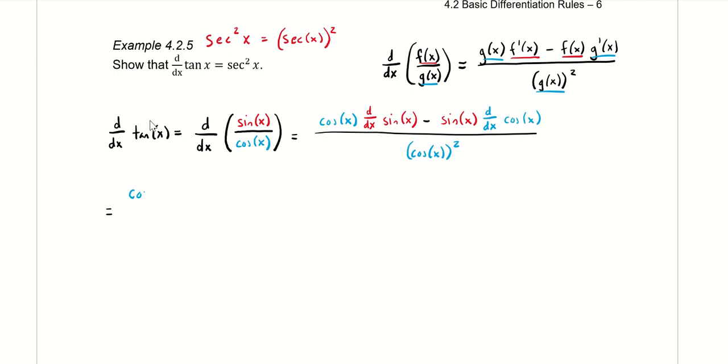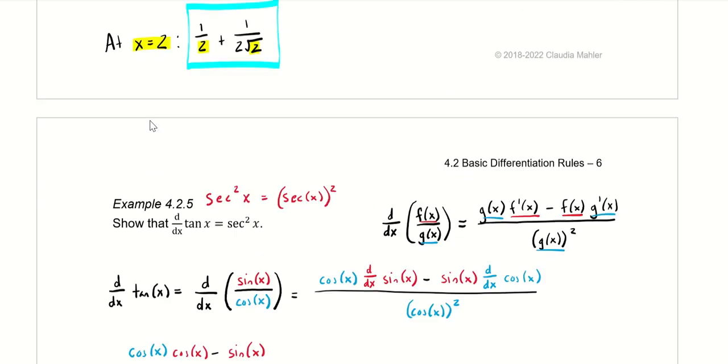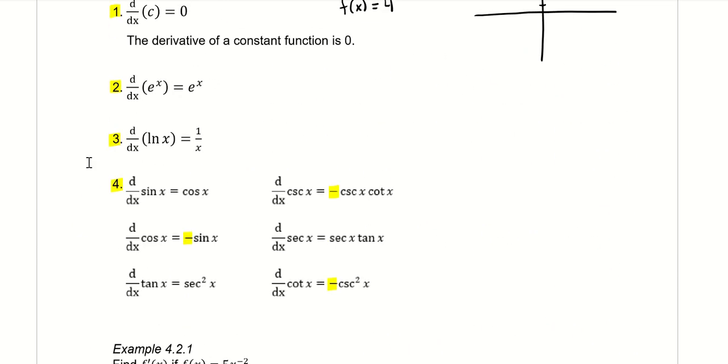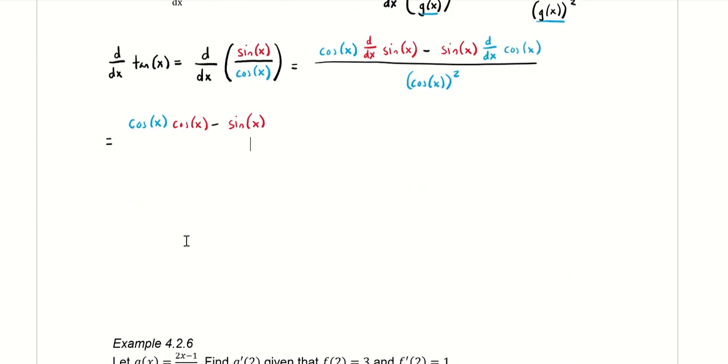So let's do this. Cosine of x times, I already said this, the derivative of sine of x is cosine of x, minus sine of x times the derivative of cosine of x. Remember, that's one we need to be careful with because it's negative sine of x. So negative sine of x, all divided by cosine squared.